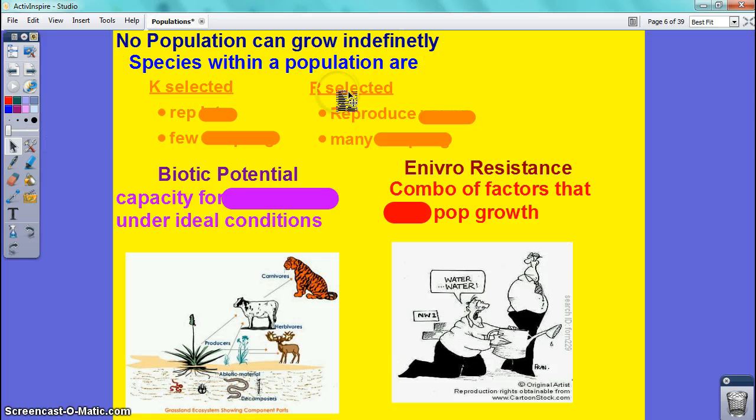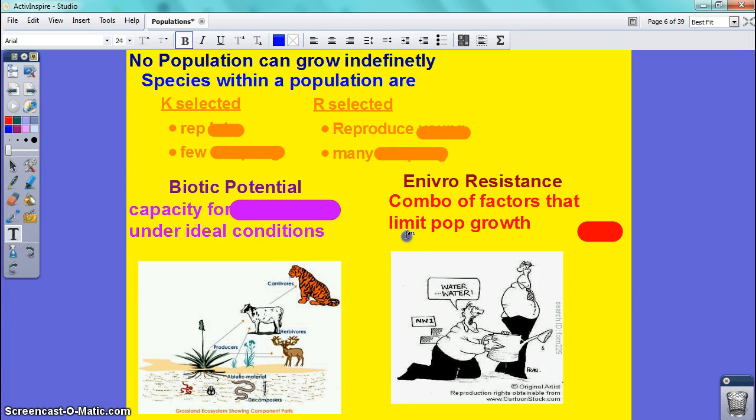It's important to know that no population can grow indefinitely because environmental resistance will come into play. Any factor that limits population growth is considered environmental resistance. Examples of that can be resources, disease, etc.